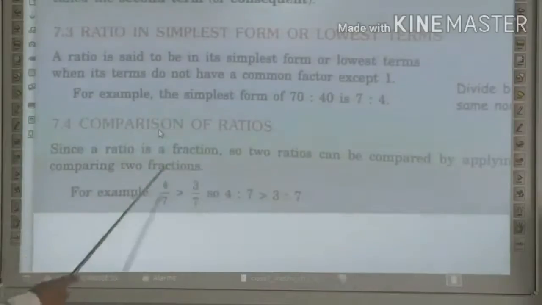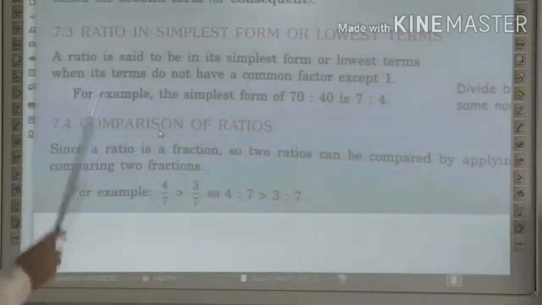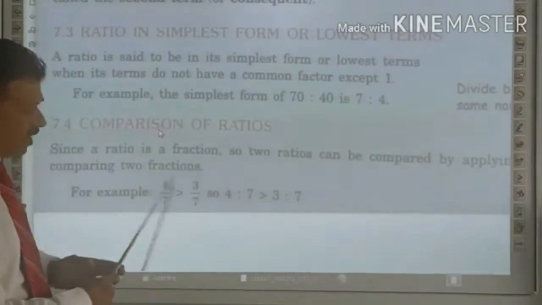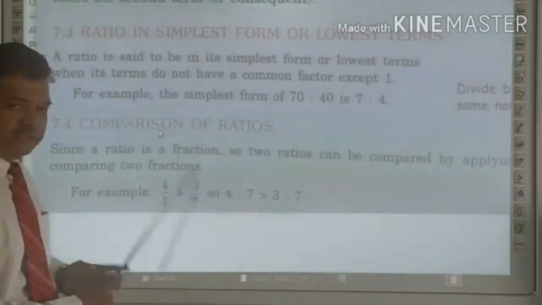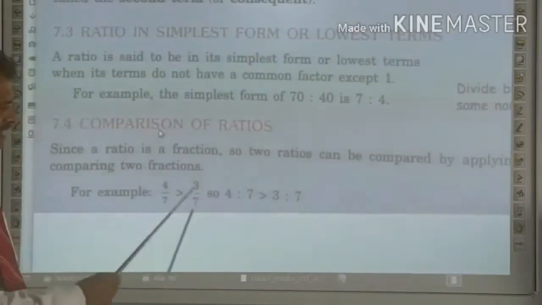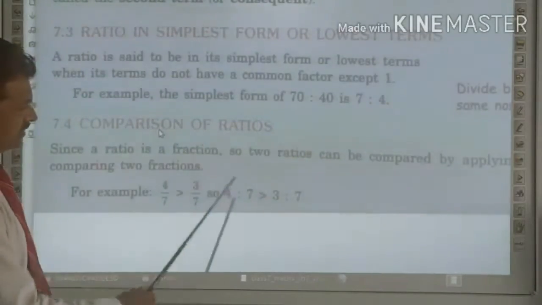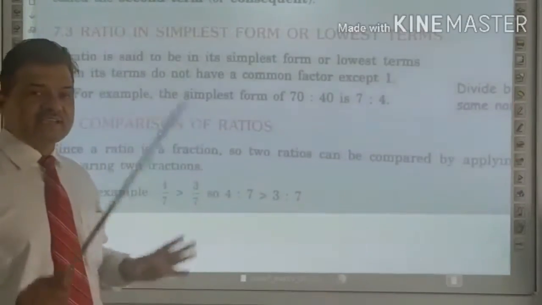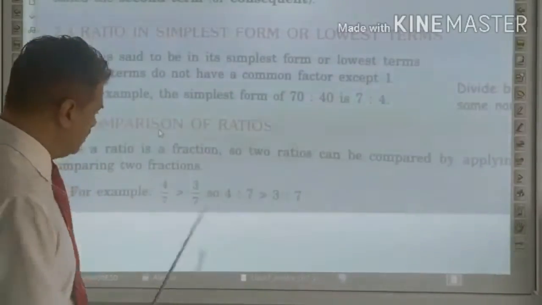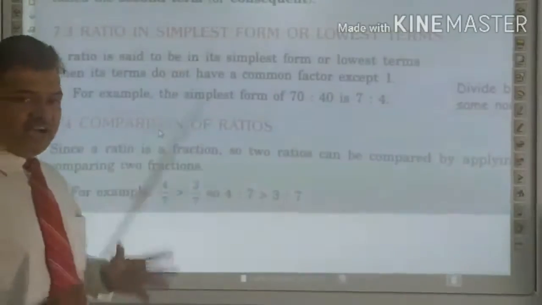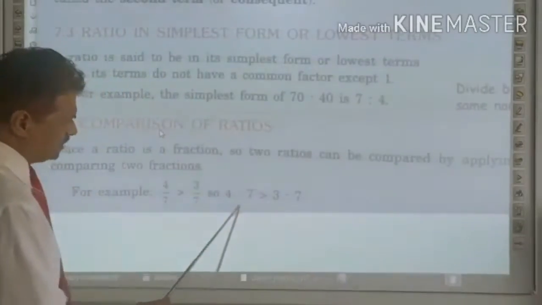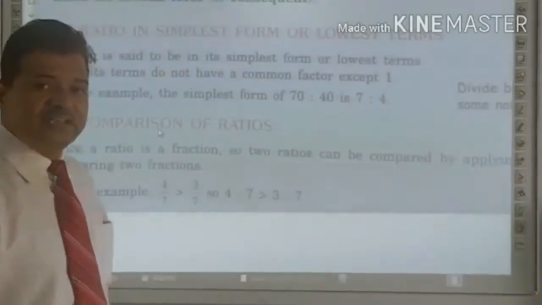Here is 4 by 7, here is 3 by 7. Both denominators are the same, so we can compare the numerators: here is 4, here is 3. Since 4 is greater than 3, we can say 4 upon 7 is greater than 3 upon 7. So it is simple to compare two ratios by converting to the same denominator. It is our effort to convert the denominators to the same.